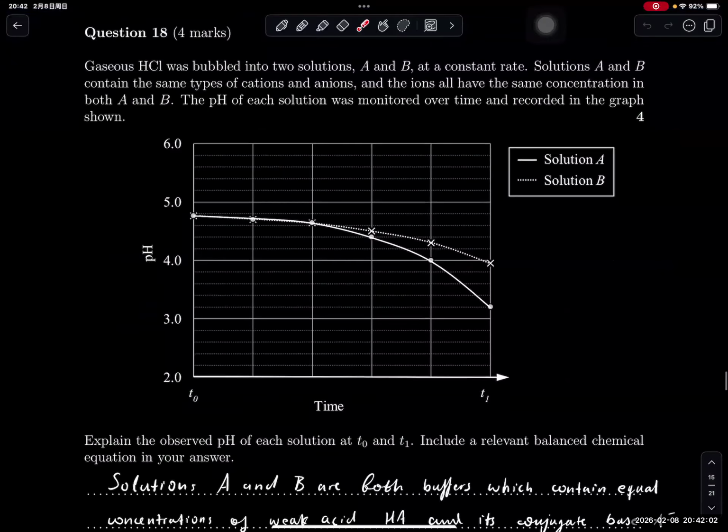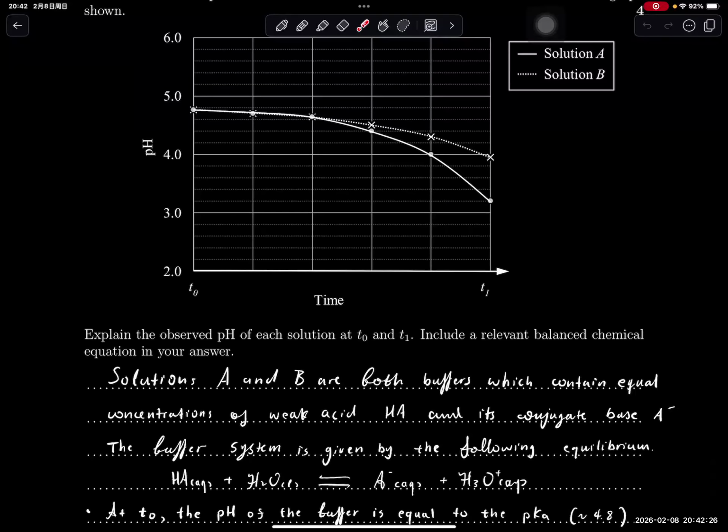Question 18. Gaseous hydrochloric acid was bubbled into two solutions, A and B, both at constant rates. Solutions A and B contain the same type of cation and anion, and the ions all have the same concentration in both A and B. The pH of each was monitored in this graph below. So it seems like I have two buffers, because the pH doesn't change much at the start. But solution A seems to change faster than solution B, so it runs out of its capacity more quickly.